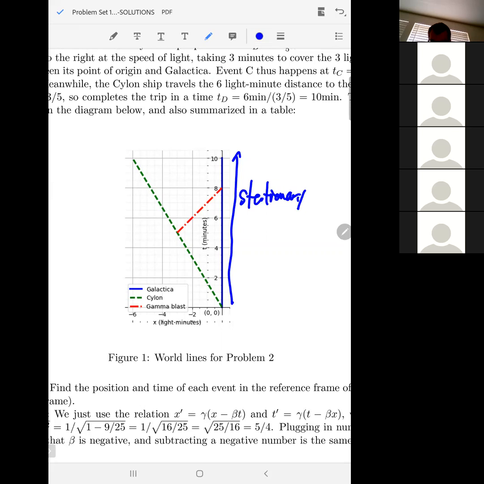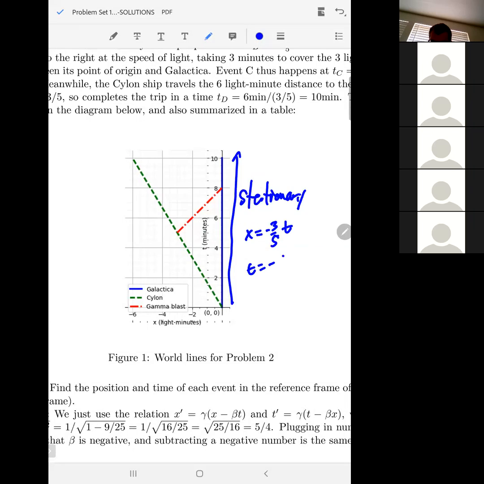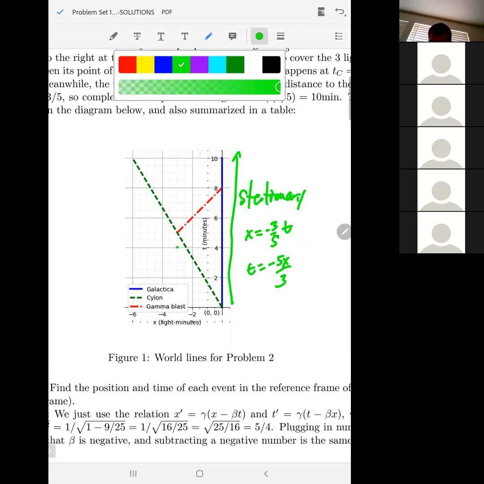The Cylons are moving at a rate of 3/5. So basically, if they are going at a rate of 3/5, x equals minus 3/5 t, so t equals minus 5x over 3. So when x is minus 3, then t should be 5. And indeed, that looks to be the case right there.